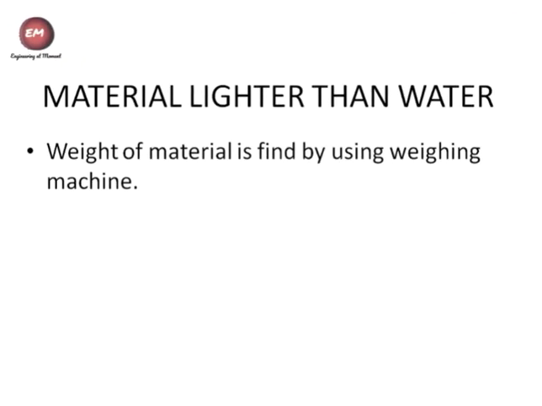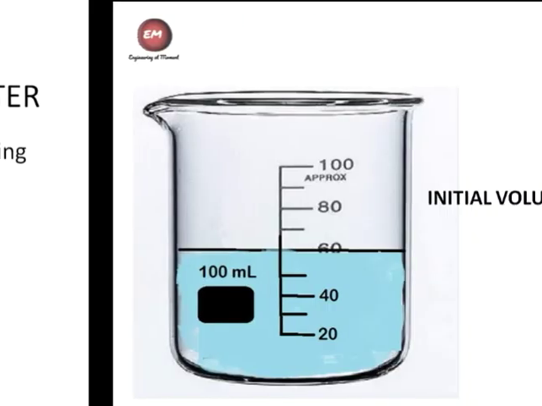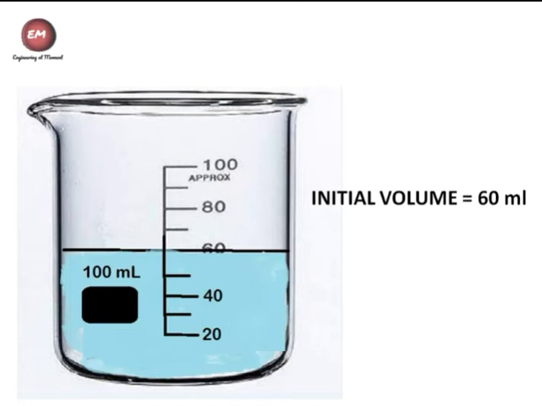Now for material lighter than water, the material will float on water. If we will put that material in water, then what we have to do, I will explain it just after 1 minute. First of all, we have to cut a piece from that material and weight it on a weighing machine. Then we'll take the beaker and we'll fill the beaker with some amount of water, and we'll note the volume of that water.